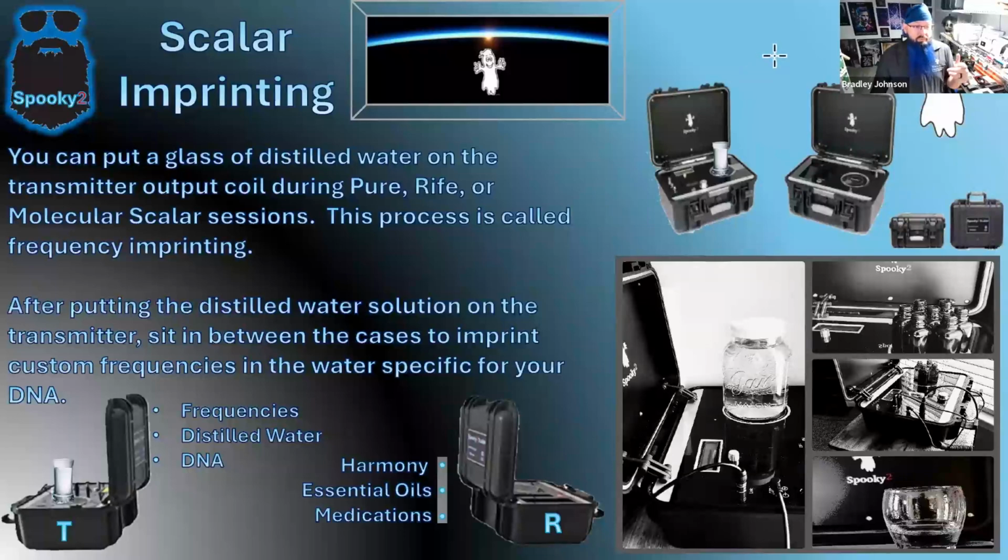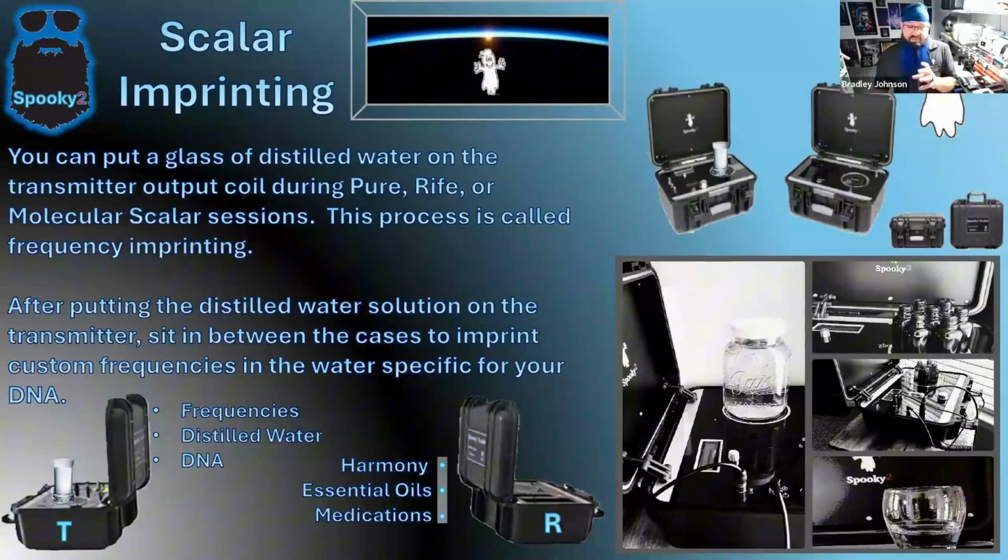We talked earlier, there was a question about the ability to take one of your DNA samples, like a fingernail or something like that, setting that on the transmitter of the Spooky2 Scalar, and then turning the Spooky2 Scalar into a giant remote and using quantum to then have all the effects of what's happening in your scalar session sent to that individual's fingernail via quantum. So DNA can be put onto the small coil of the transmitter side.